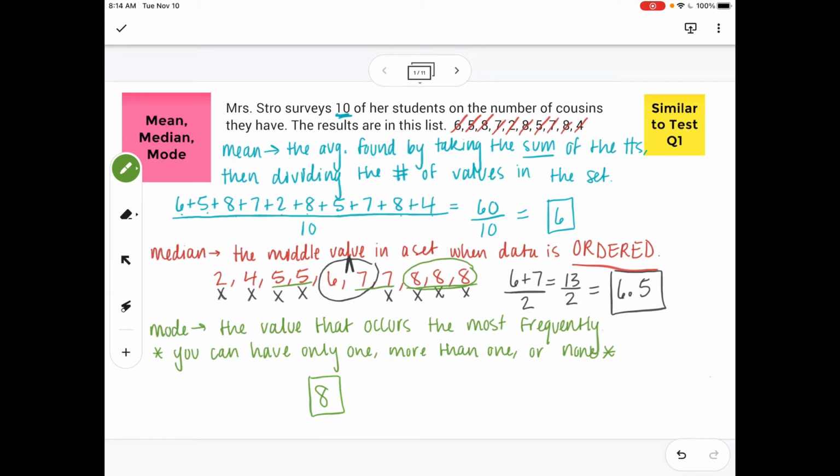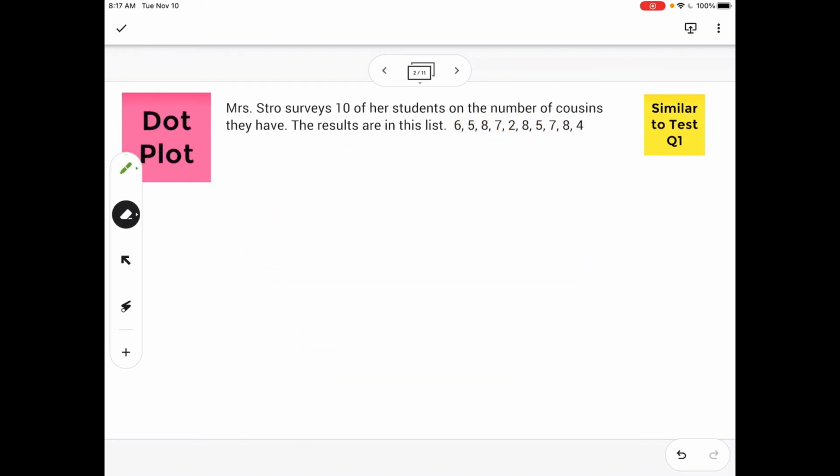And once again, mean, median, and mode are all measures of center. So you always want to check and make sure they fall within your data. If they're smaller than your smallest value in your set or bigger than your biggest value in your set, you know you made a mistake somewhere. Here my data ranges from 2 to 8, so it makes sense that my mode would be 8 since that's still within the set.